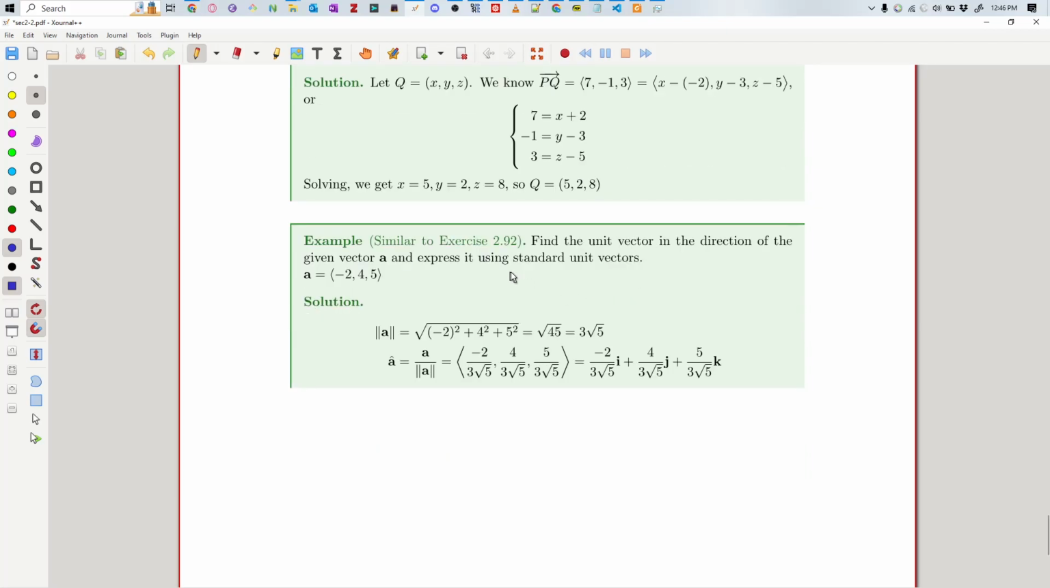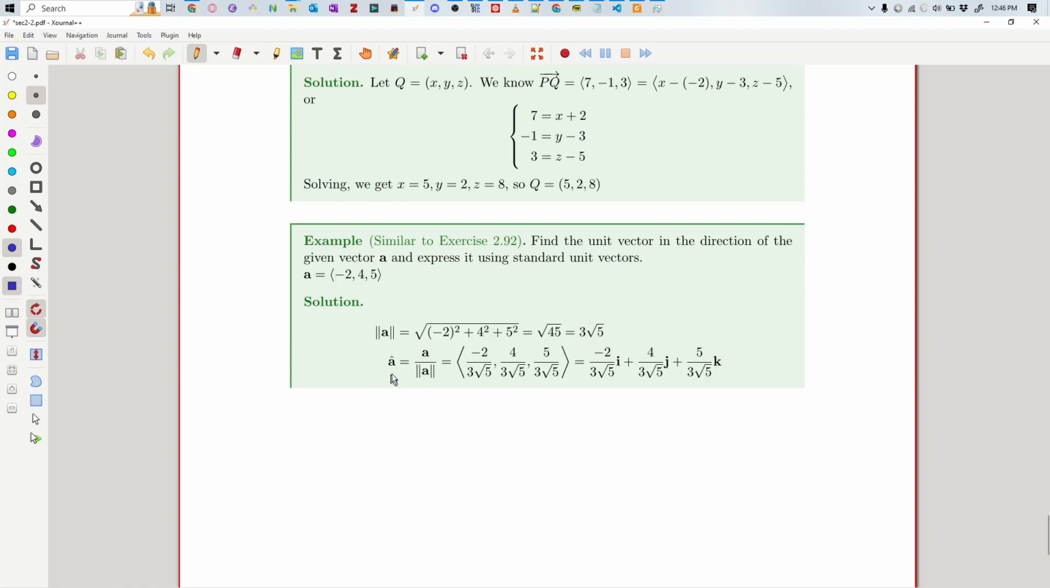And in this last example, we're asked to normalize the vector A and write it using standard unit vectors. Okay, so the process of normalizing again is you determine the length, the magnitude of the vector, and divide by it. So the magnitude of A, we can go ahead and compute it. You square each of the components, sum them, and take the square root. That's this here. And that simplifies to become 3 radical 5.